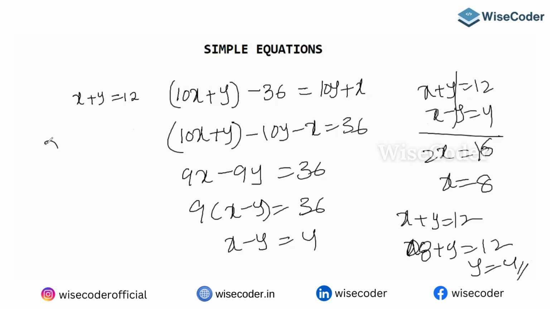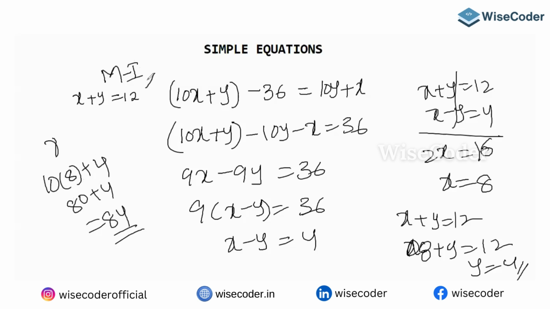So the number is 10 times x. What is x? 8. And y is 4. So 80 plus 4, the number is 84. Guys, if you are doing it like this, you are gone, because it will take a lot of time to solve this particular question.